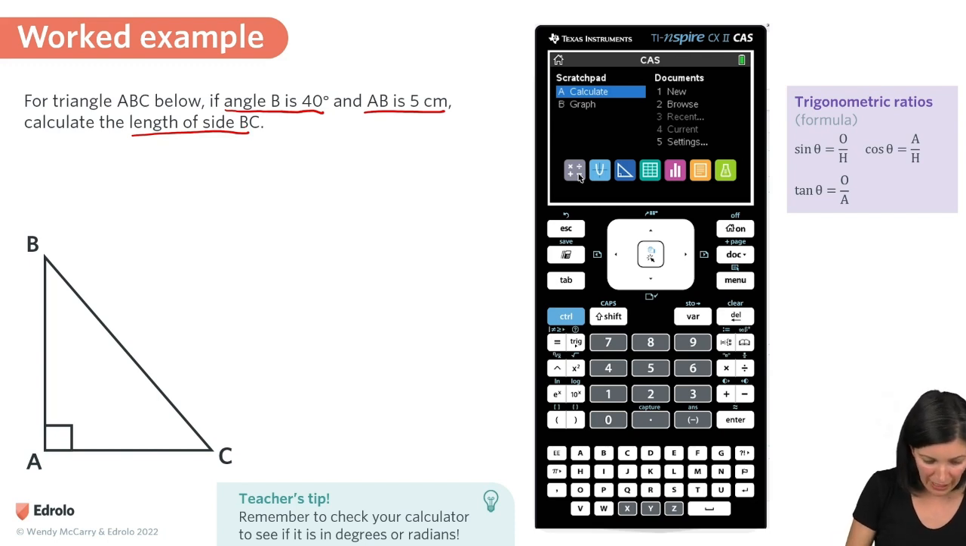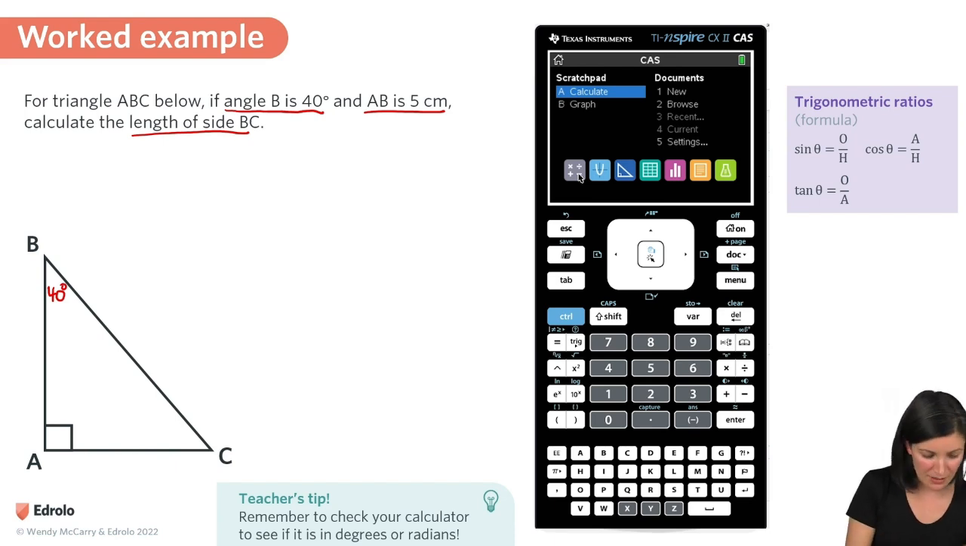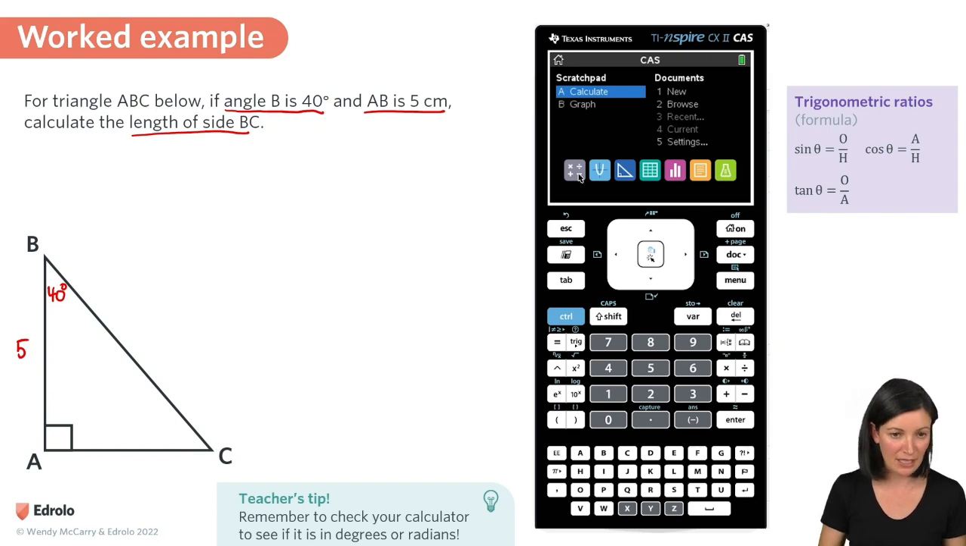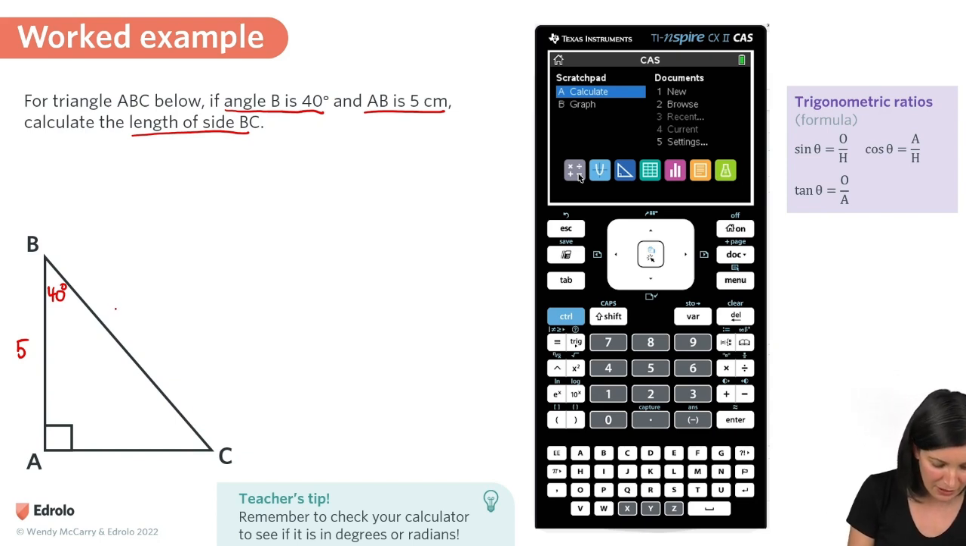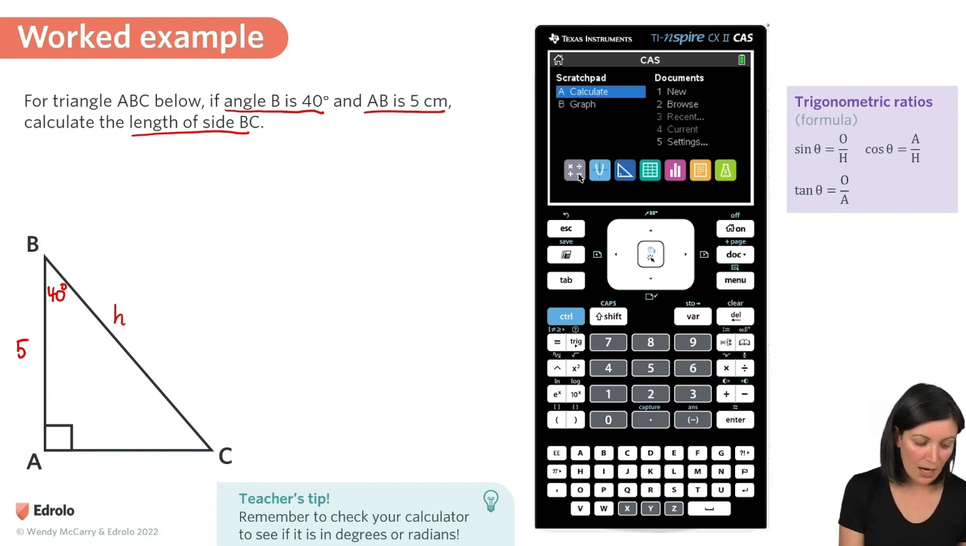First I'm told angle B is 40 degrees, so that's my 40 degrees there, and then I'm told AB is 5. I'm going to just leave the units off for now, we'll put some units in at the end. And I want to calculate the length of side BC. So I can see BC here. That is my hypotenuse, so I'm going to label it H. Now my reference angle in this case is that 40 degrees.